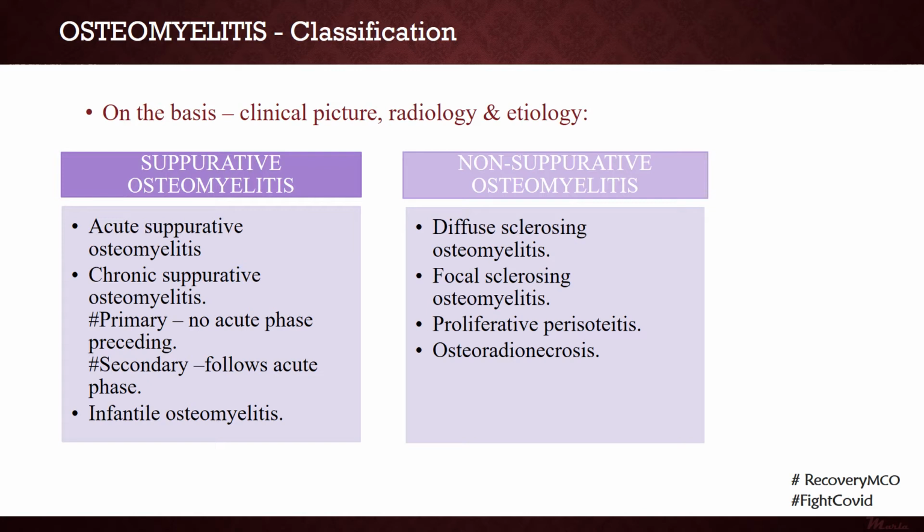Suppurative osteomyelitis can be further classified into acute suppurative osteomyelitis, chronic suppurative osteomyelitis, and infantile osteomyelitis. Non-suppurative osteomyelitis, on the other hand, can be further classified into diffuse sclerosing osteomyelitis, focal sclerosing osteomyelitis, proliferative periosteitis, and osteoradionecrosis.